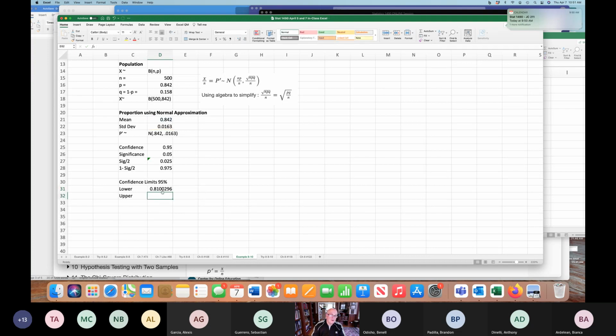So I get this number. And let's make it 4 decimal places. 0.8100. And for the upper limit, I want norm dot inverse. And what do I want? I want 0.975. And I want the same mean and standard deviation. And I do boom. And I want 4 decimal places there.